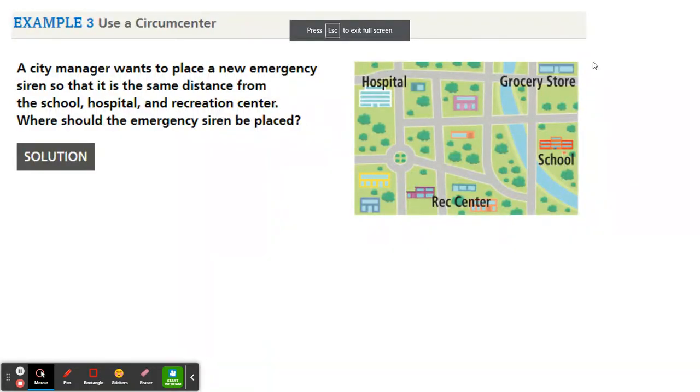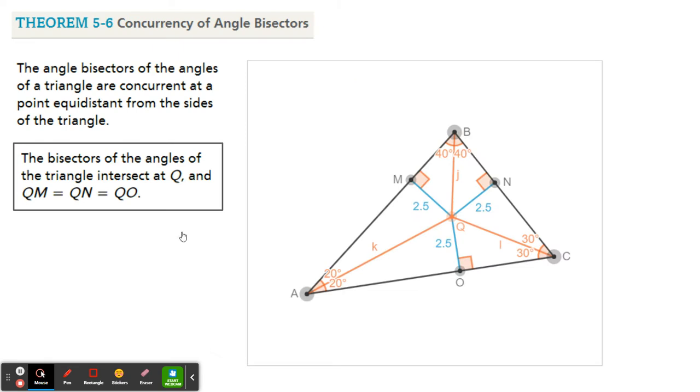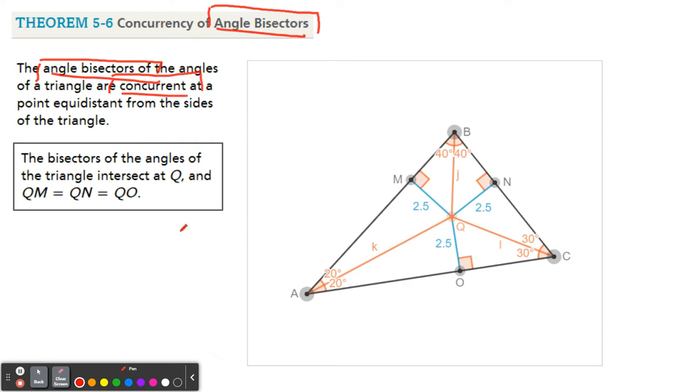All right, video 2 for lesson 5.2. Let's continue on with the angle bisectors. So now we're going to talk about the concurrency of angle bisectors, right? It says that the angle bisectors of the angles of the triangle are concurrent, and they're going to be equidistant from the sides of the triangle. All right, so not from the corners, but from the sides.